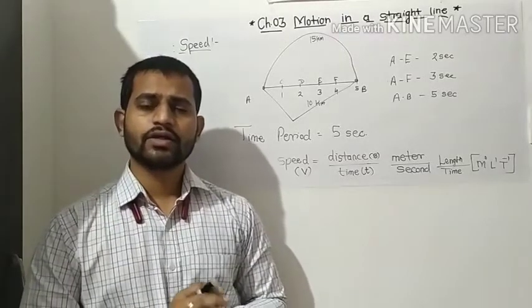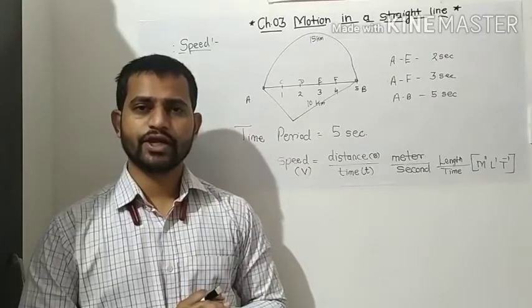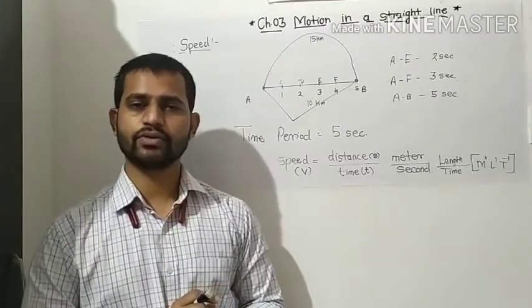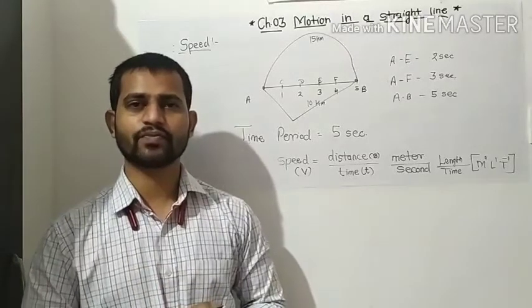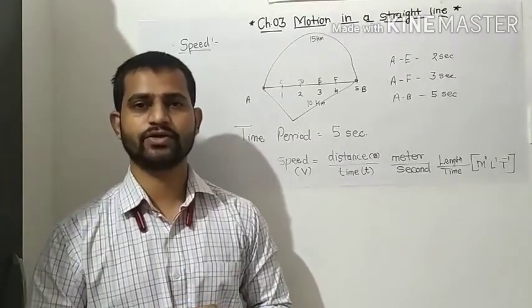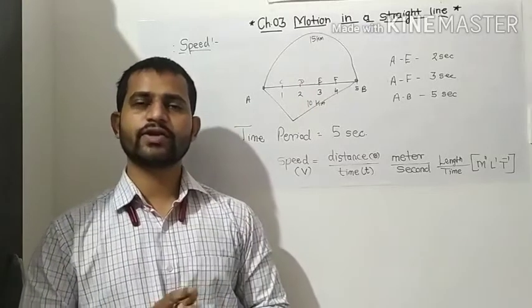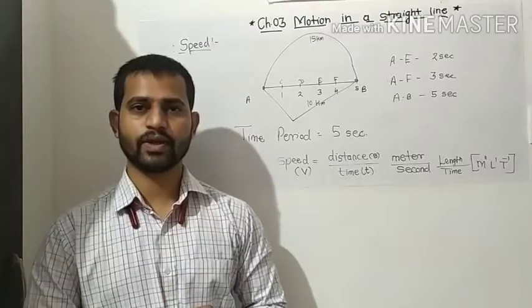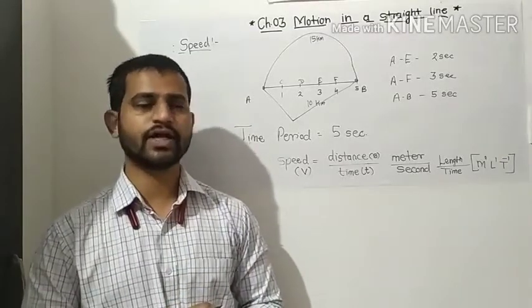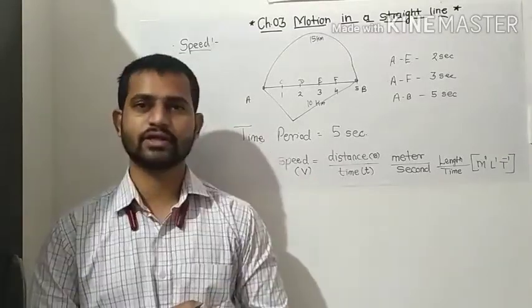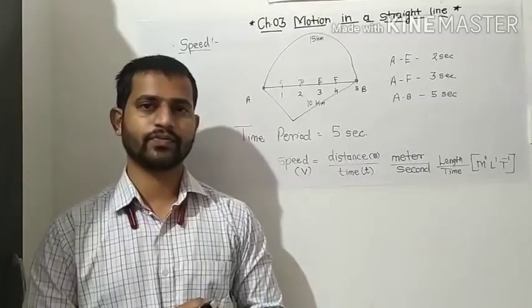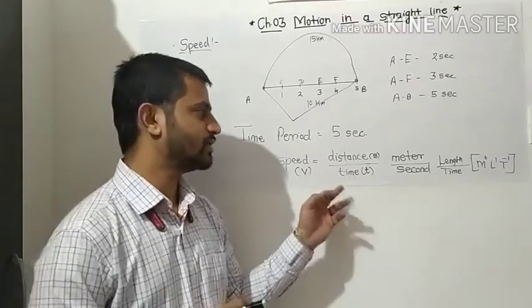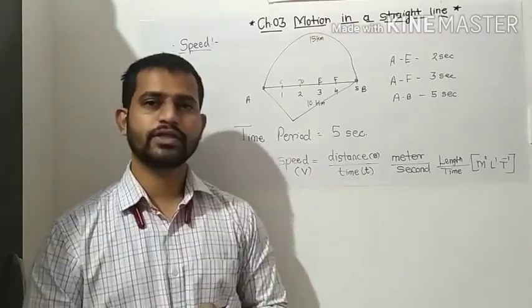Can speed be negative? No, speed can never be negative. It is not possible, because distance is never negative and time is never negative, so speed cannot be negative.